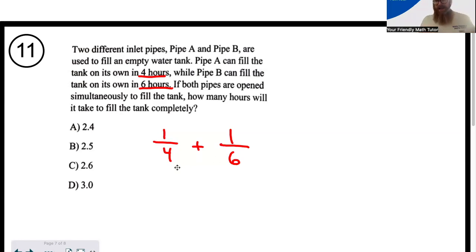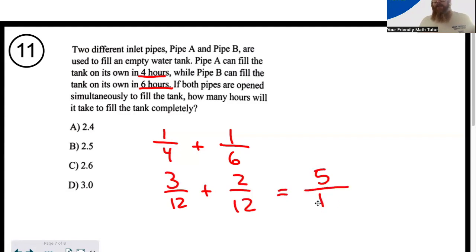So I'm just going to add these together by getting a common denominator. So I'll make these both 12. This is 4 times 3, so that's 3/12 and 2/12. So that means 5/12 are filled in the first hour.